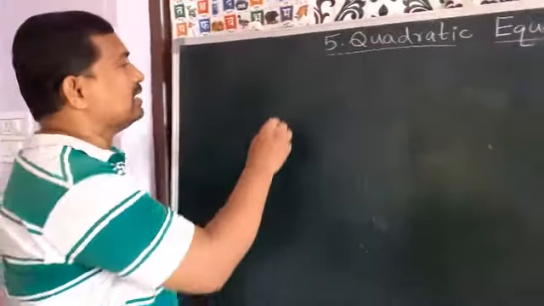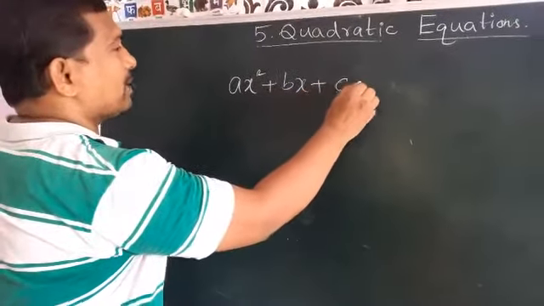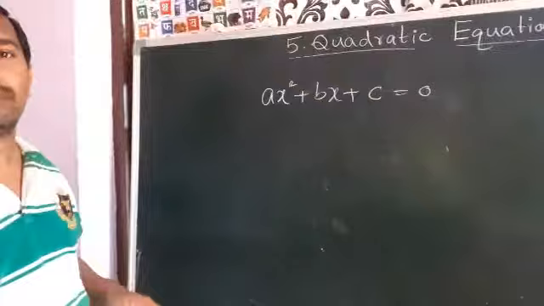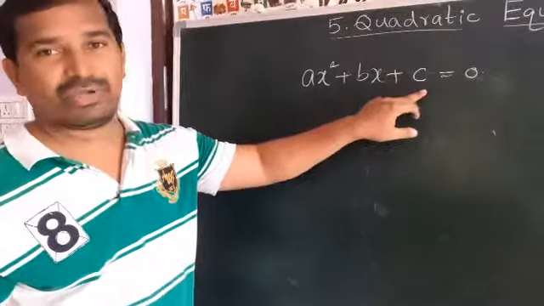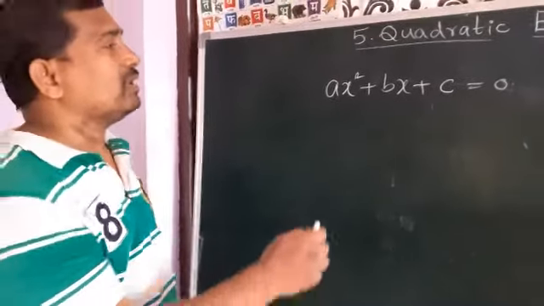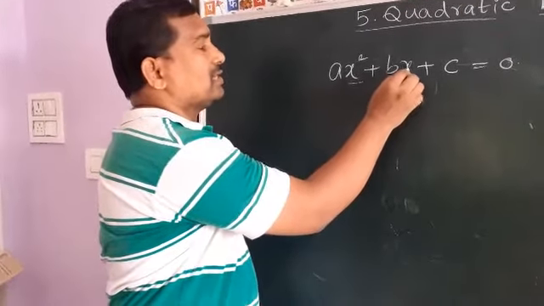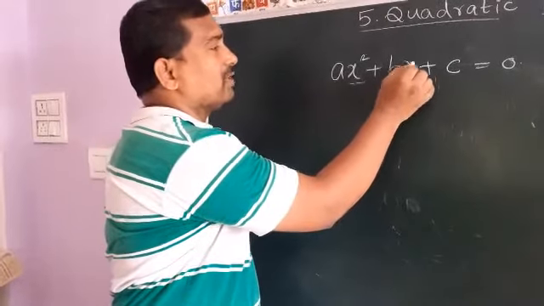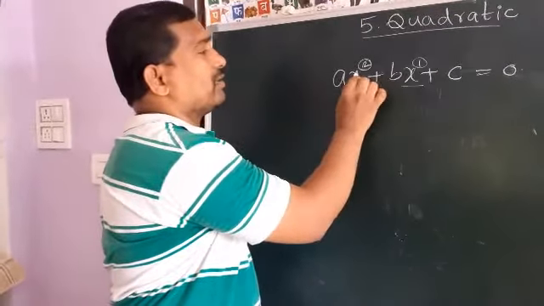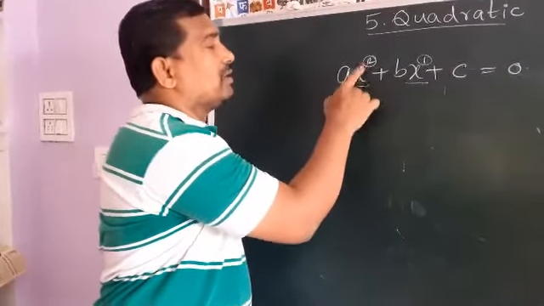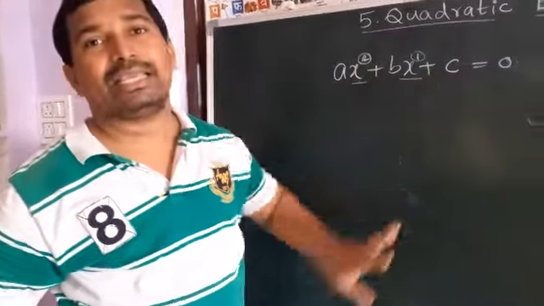So I am writing, see, ax square plus bx plus c equal to 0. What is the degree of this equation? What is the highest power of the variable? What is the variable here? The variable is x. So what is the highest power of the variable? Here the x variable power is 1. Here the x variable power is 2. So what is the highest power of variable x? 2. So this is the equation with degree 2. So this is called quadratic equation.